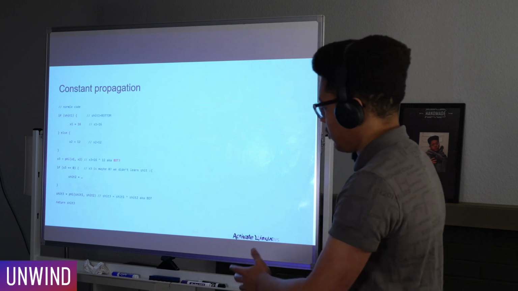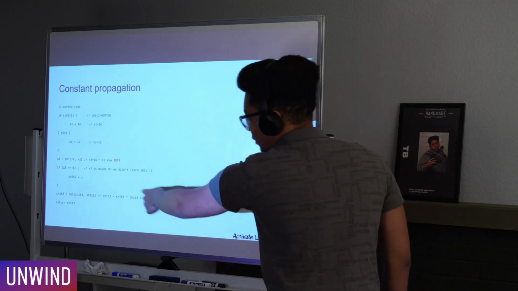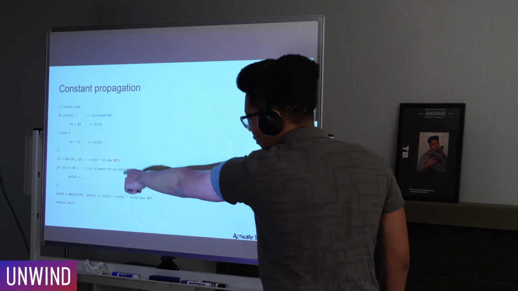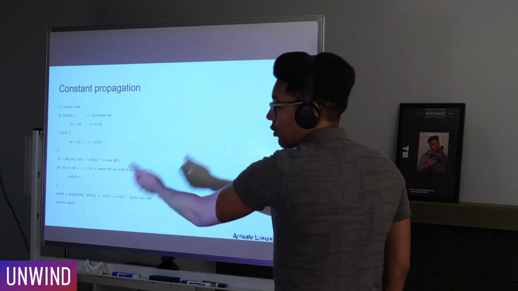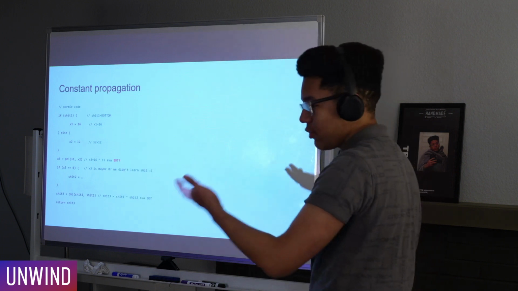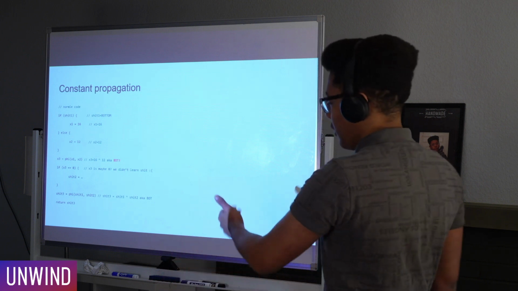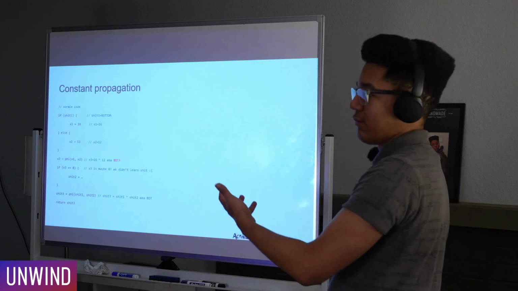What we end up with is the problem that we don't know that x3 is equal to 0. We don't know if it's equal or not equal to 0 because it's just the bottom. It could be, and we don't know that. And this means we're losing information.